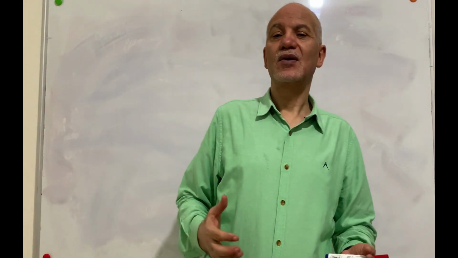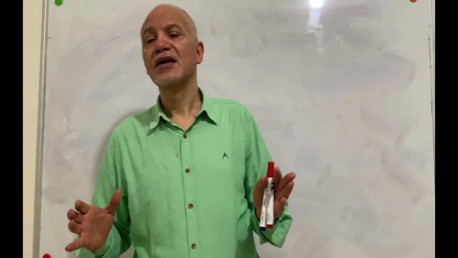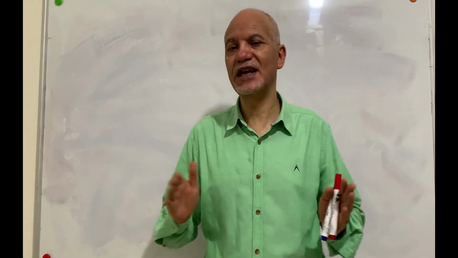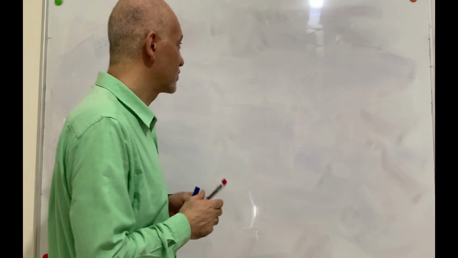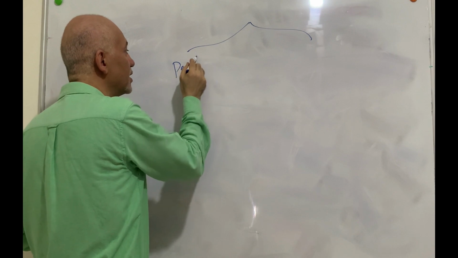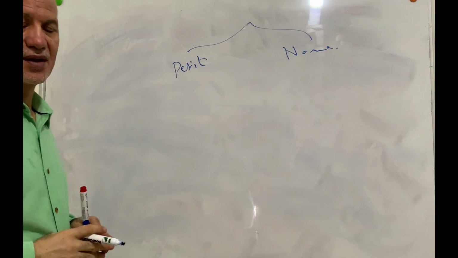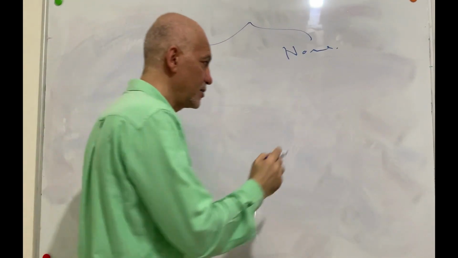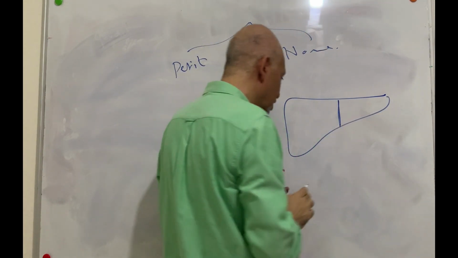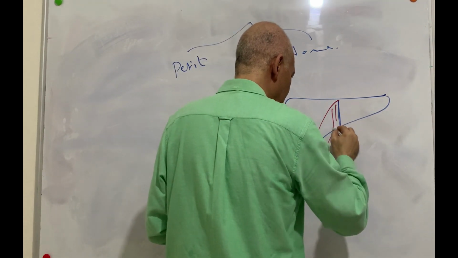Ligaments of the liver. The liver has what are called peritoneal ligaments, related to the peritoneum, and non-peritoneal ligaments. What is the peritoneal ligament? Remember, again, this is the liver. From the front, between the right and left lobes, there is a ligament called the falciform ligament.